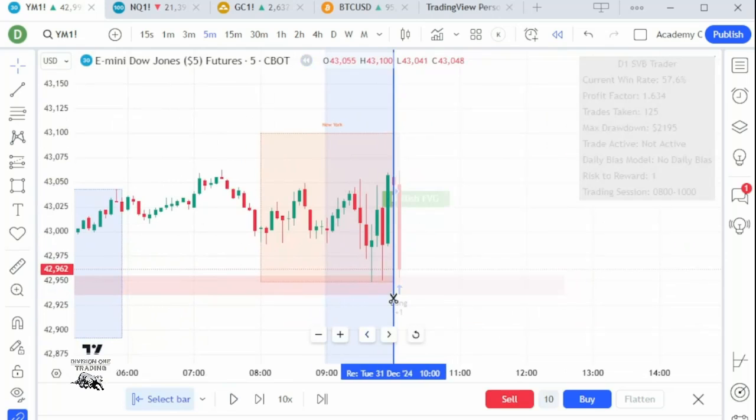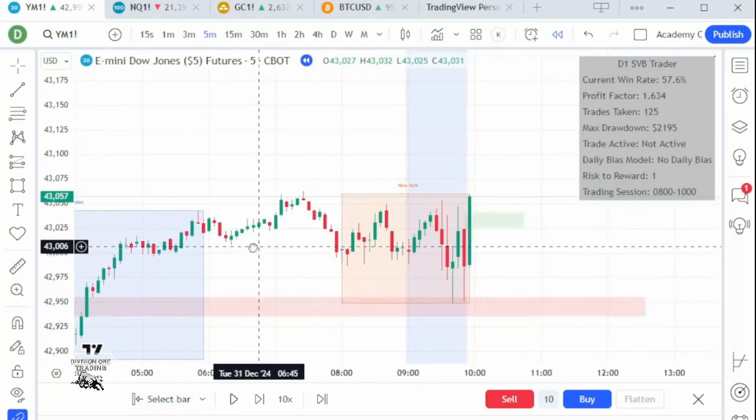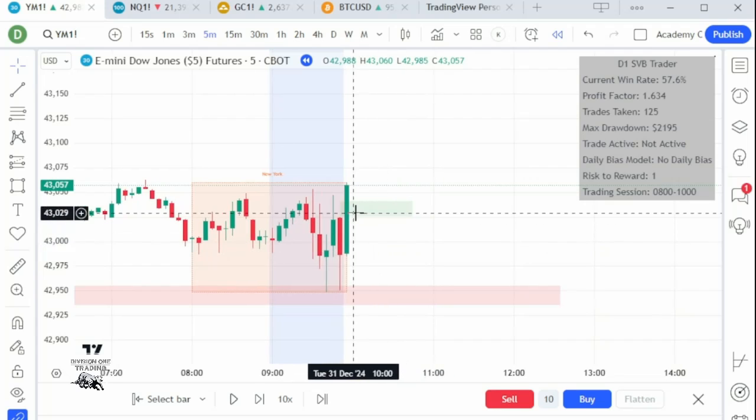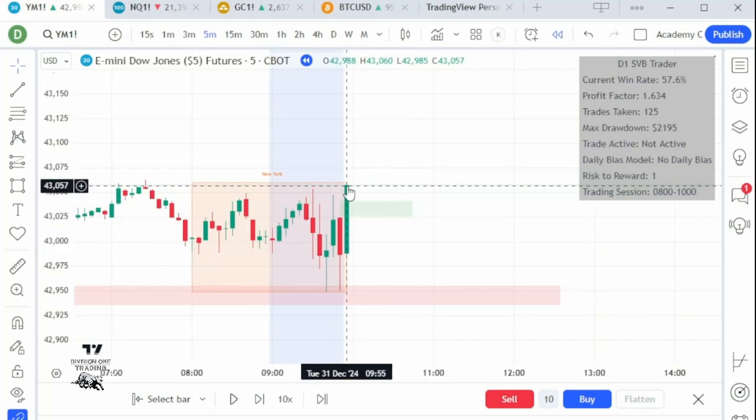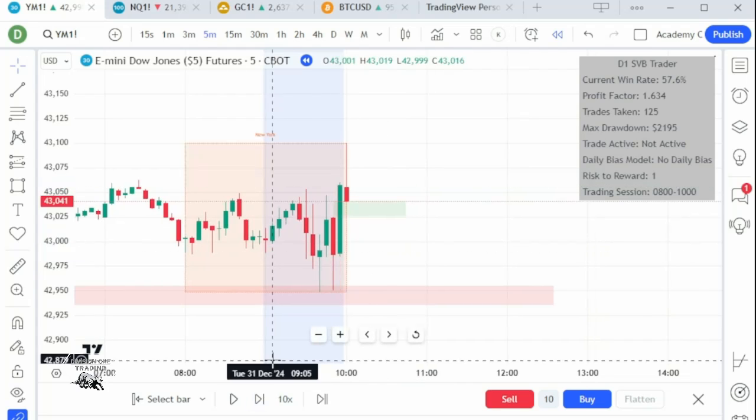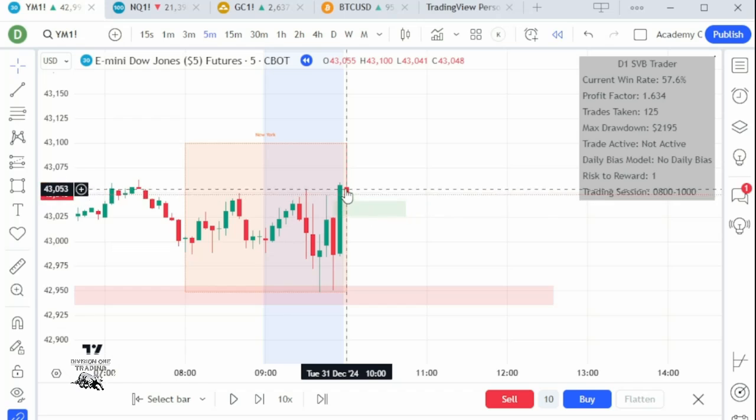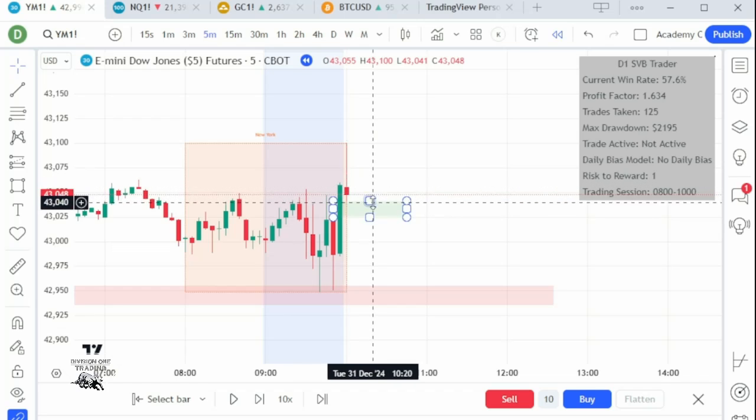Let's go back one more candle. So we have a fair value gap here that's created. Now, in the event that we go long on this fair value gap, what has to happen? This candle has to close right there. So now, as soon as this candle closes, this is a tradable fair value gap.